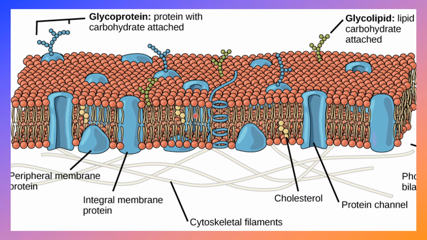Cholesterol, these yellow pieces that we see here embedded in the phospholipid membrane, is another lipid, and it is found alongside the phospholipids in the core of the membrane. So cholesterols are embedded on the inside, and they provide structure and rigidity to the cell membrane.